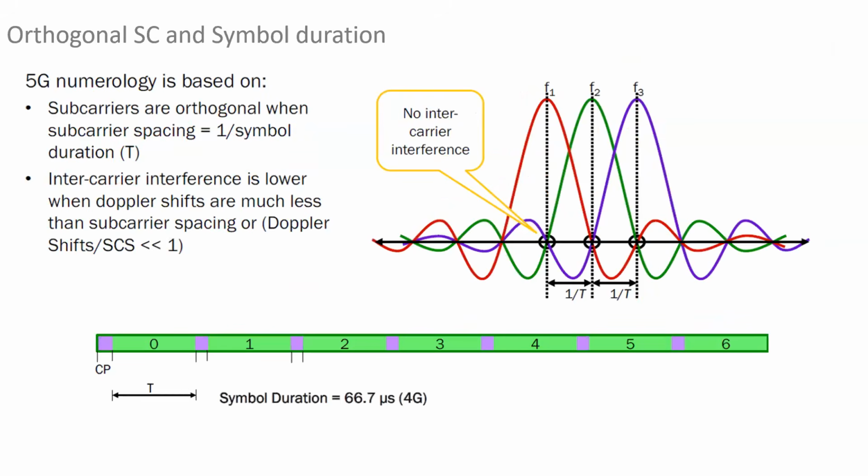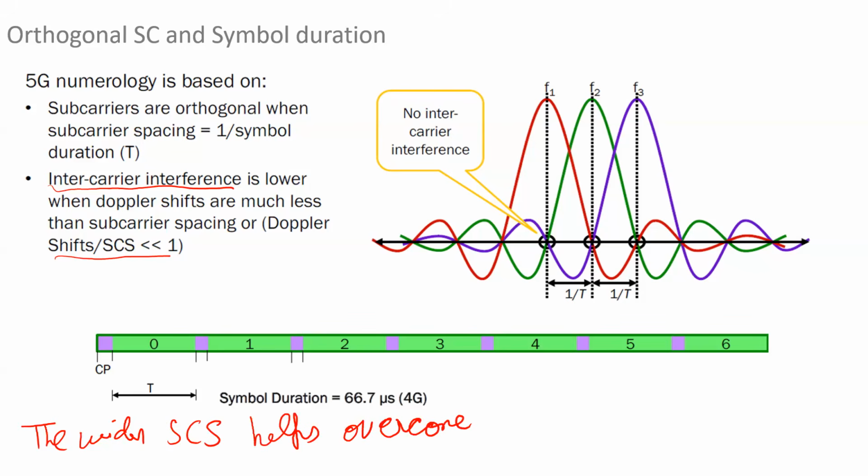So inter-carrier interference can be avoided only if Doppler shift divided by subcarrier spacing is less than 1. Okay, so the wider subcarrier spacing helps overcome the Doppler shift. Okay, so this is the main important topic, right?